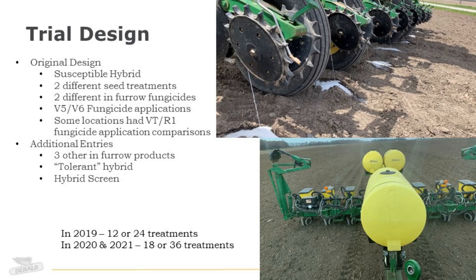Some other entries that I've had in my trial work were some other in-furrow products, 2 of those being from competitive companies, one of them being another Bayer product. In 2020, I incorporated a tolerant hybrid and kept with that in 2021. And then here in 21, I included a hybrid screen where I planted 2 rows of 12 different hybrids so that I could take ratings on individual hybrids at each one of these trial locations.